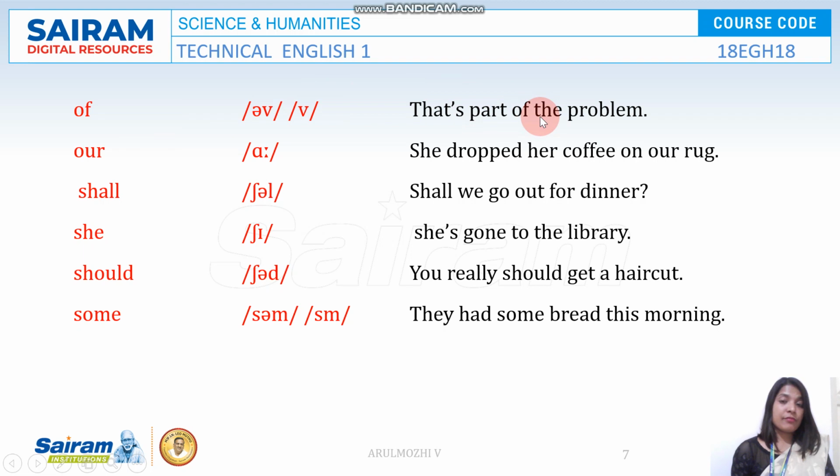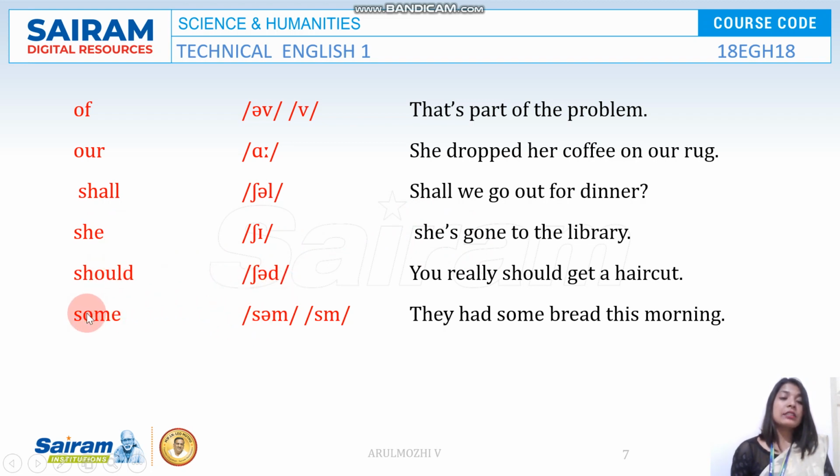Next one. Of becomes əv. That's part of the problem. Next one. Our becomes ar or ə. It's our problem. She dropped her coffee in our mug. Next one. Shall becomes shəl. Shall we go for dinner? She becomes shi. She's gone. She's gone. Should becomes shəd.